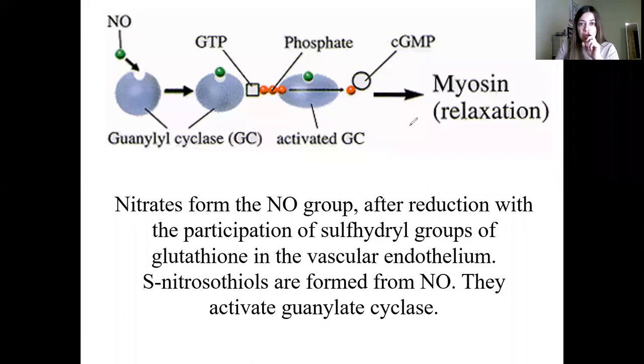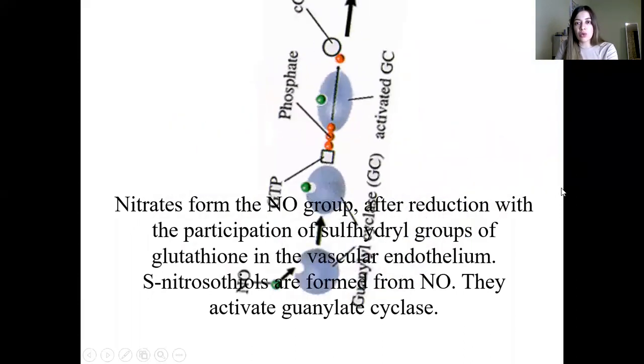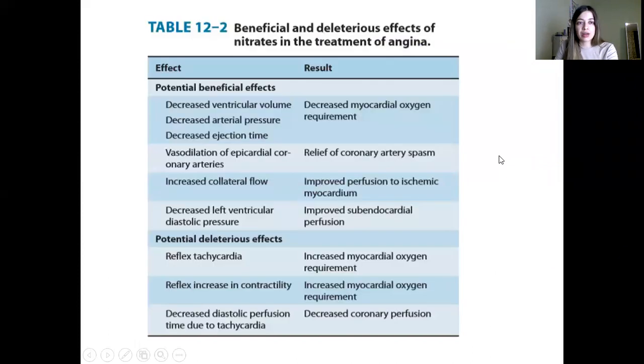It is not shown here, I will write. Reduce the level of intracellular free ions of calcium, which leads to relaxation of our cells by detaching actin and myosin, so less actin-myosin complex, so less muscular contraction. And it relaxes our blood vessels, okay?